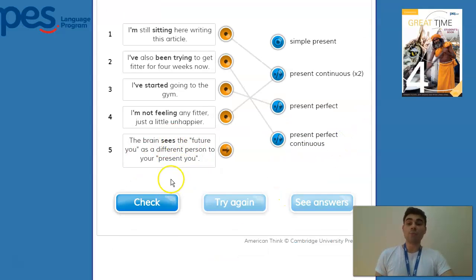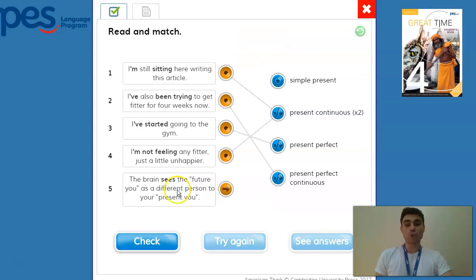And the last one, number 5, we have the brain sees the future you as a different person to your present you. So we have the verb sees, and we know that the brain is it, so we need to change the verb in the simple present, in the third form. I'm really sorry about that.